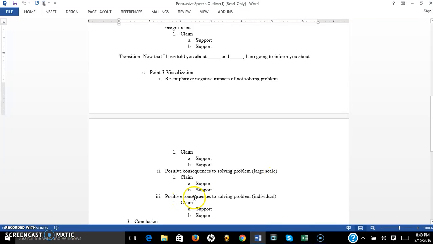And then your next claim, I want you to emphasize the positive consequences to solving the problem to the individual. So how is it going to help your audience specifically, your audience members specifically? So we see that this is persuasive because you tell them that we have this problem, and what that problem looks like and the negative impacts of that problem. Then you tell them, well, I have a solution. And then you help them visualize a world or what they're going to experience when that solution happens.